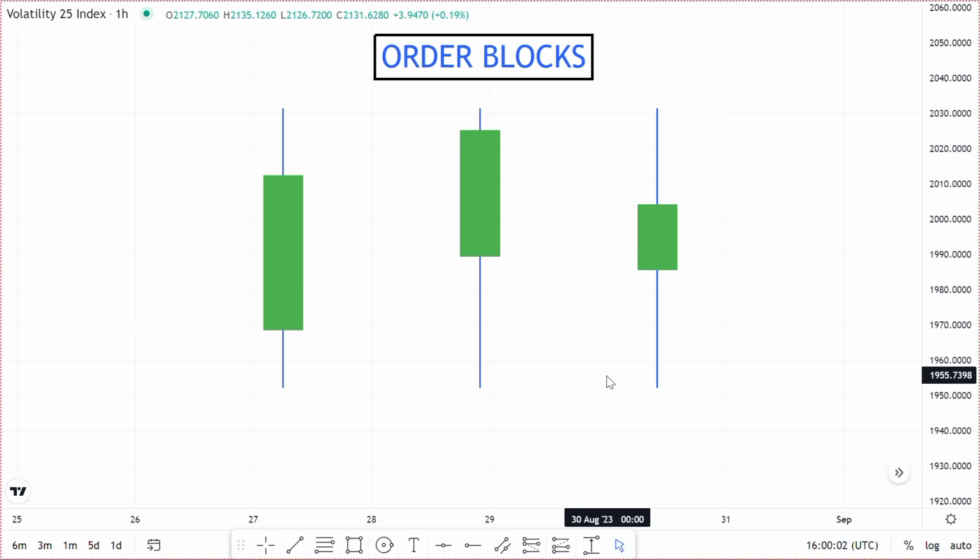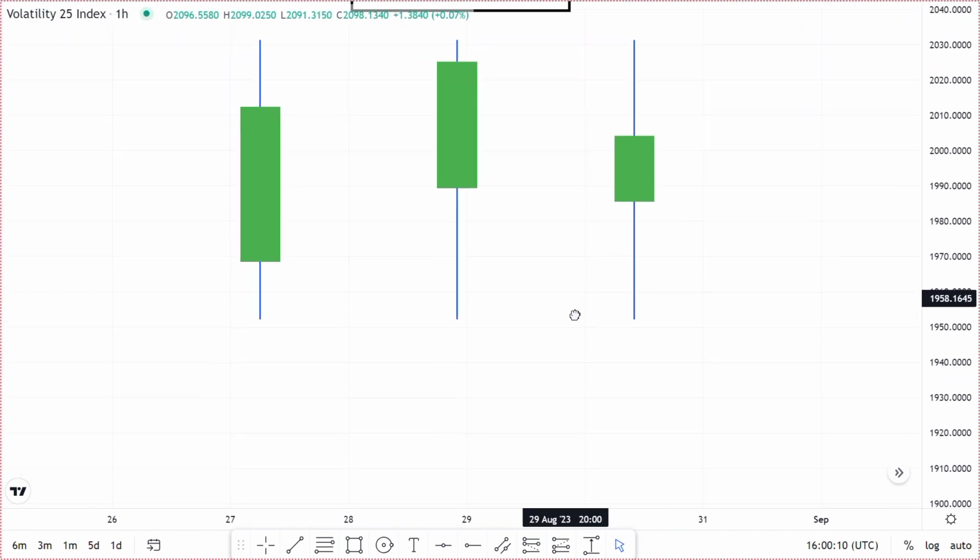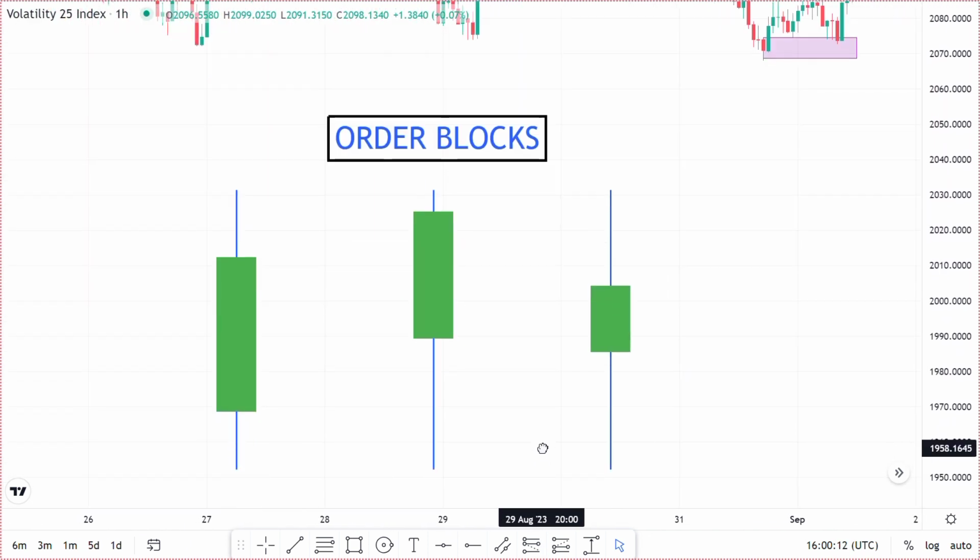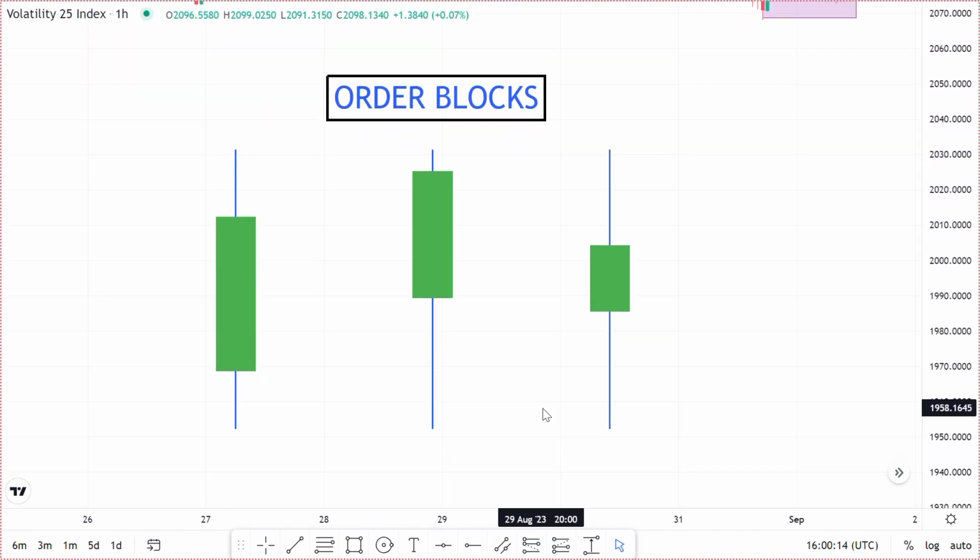In today's edition, I am trading volatility 25 index. I am on the 1 hour time frame, as you could see, and here are my order blocks. I have a diagram of what the order blocks might look like.